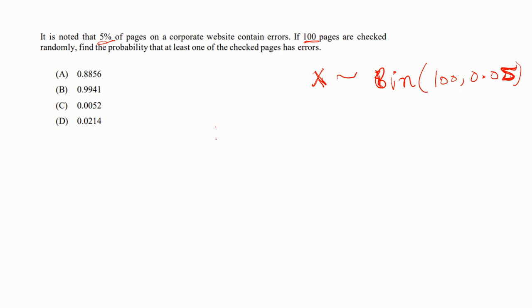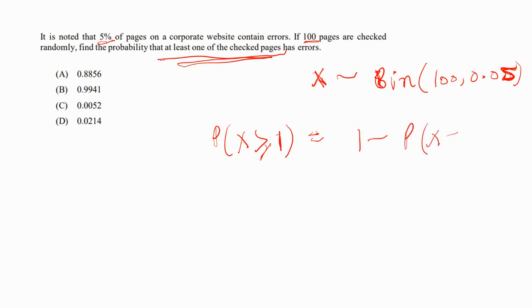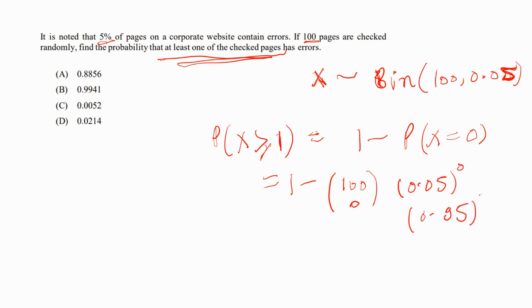What you can do is use the binomial probability that X is greater than or equal to 1, that at least one of the checked pages has an error. Then it will be 1 minus the probability of X equal to 0, which will be 1 minus 100 C 0 times 0.05 to the power 0 times 0.95 to the power 100.